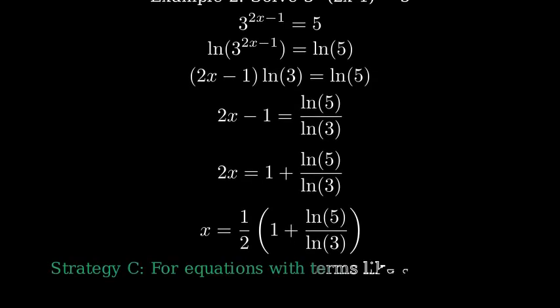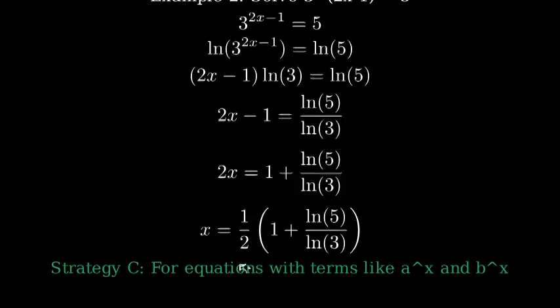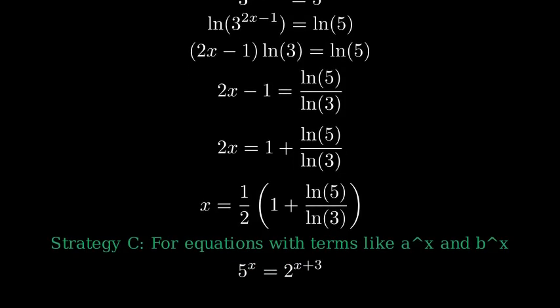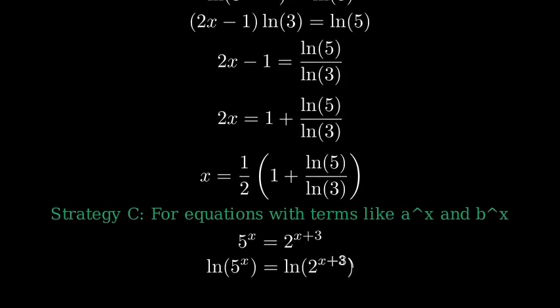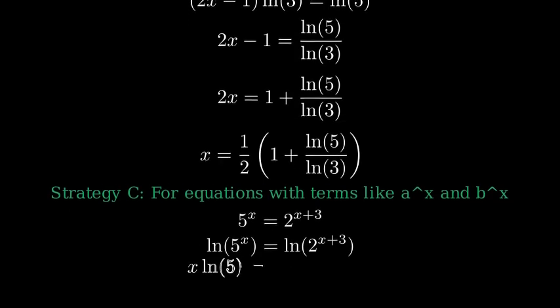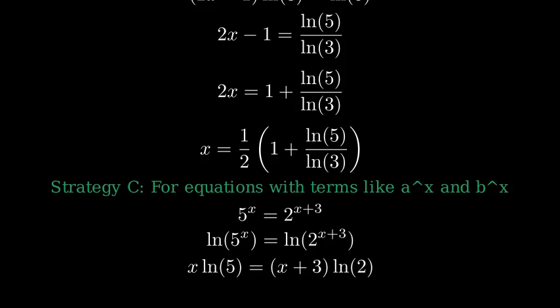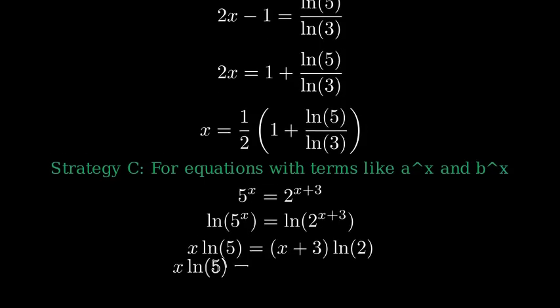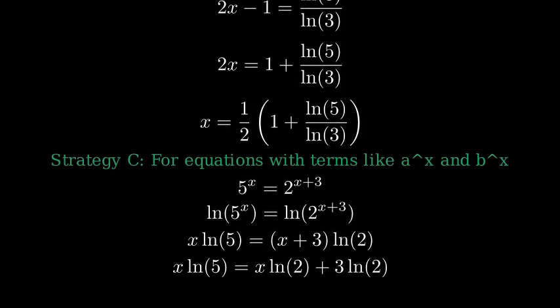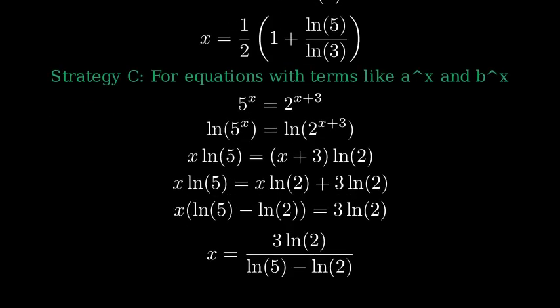Our third strategy is for equations with different exponential terms, like 5 to the x equals 2 to the (x plus 3). Let's solve this example. We start by taking the natural logarithm of both sides. Applying the power rule, we get x times log of 5 equals (x plus 3) times log of 2. Now we distribute and collect the terms: x times log of 5 equals x times log of 2 plus 3 times log of 2. This gives us x times the quantity (log of 5 minus log of 2) equals 3 times log of 2. Finally, x equals 3 times log of 2 divided by (log of 5 minus log of 2).